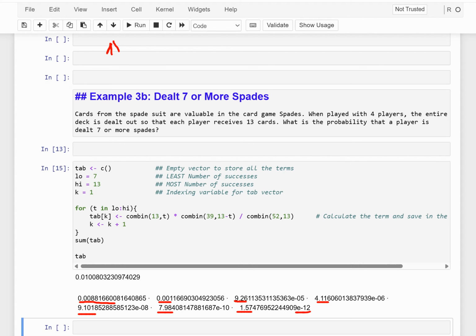And notice that these probabilities keep getting smaller and smaller because as the number of spades gets higher and higher, probability speaking, it's much less likely to happen. So this value isn't all that much bigger than the probability of getting 7. Why? Well, the rest of these guys are just infinitesimally small. They get smaller and smaller and smaller down to infinitesimally small.